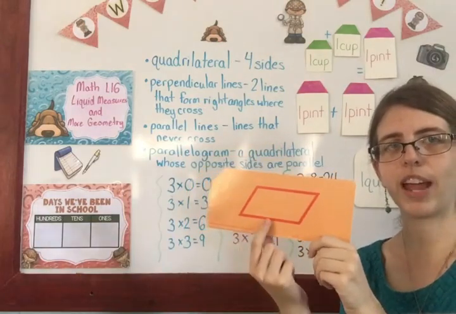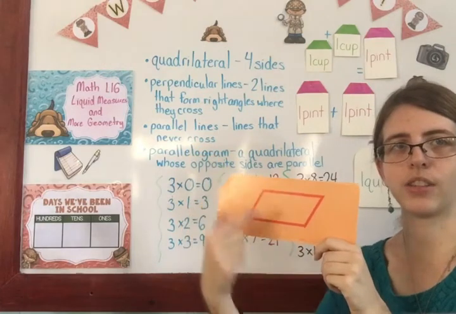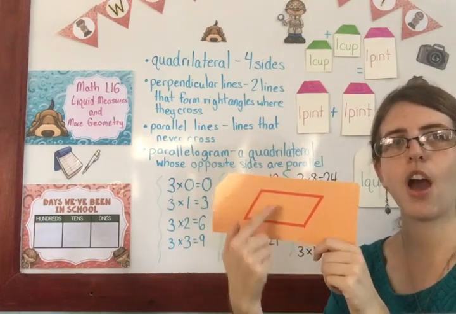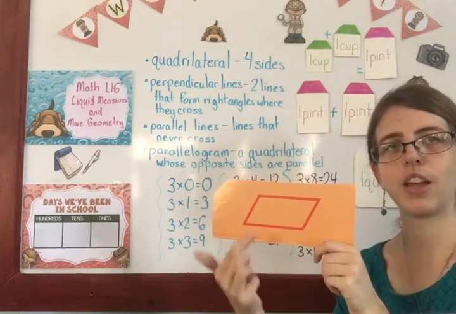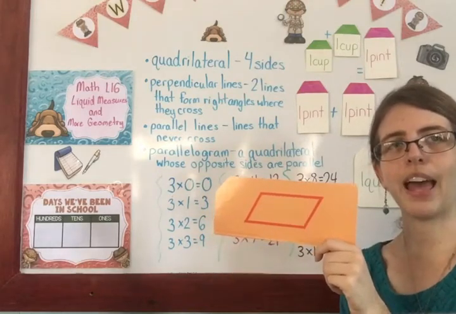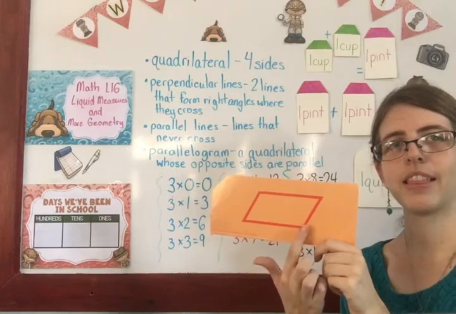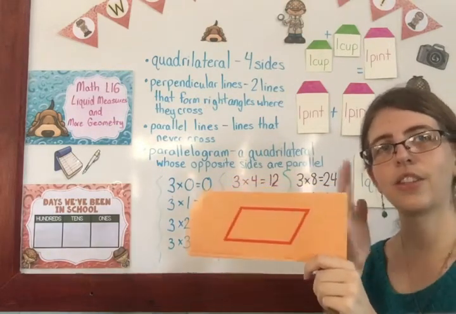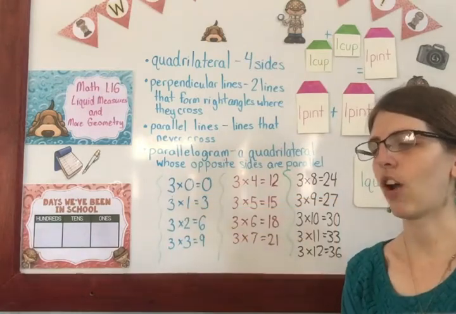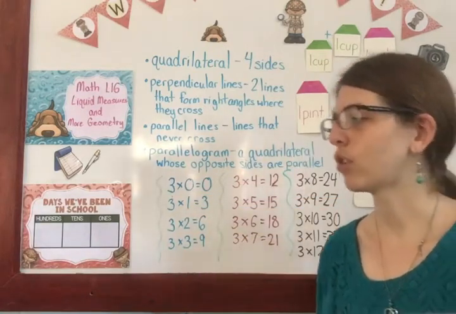This parallelogram, its opposite sides, so the sides that are across from each other, are parallel. It means they will never ever cross. So these two sides are parallel. They'll never cross. These two sides are parallel. They will never ever cross. So that's a parallelogram. Their opposite sides will never cross.